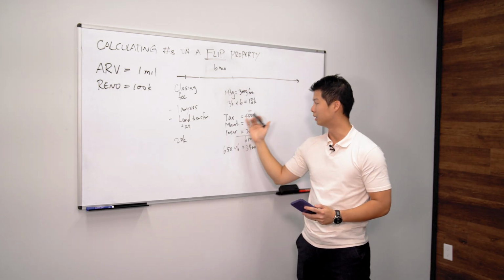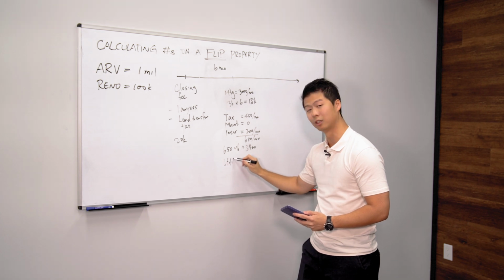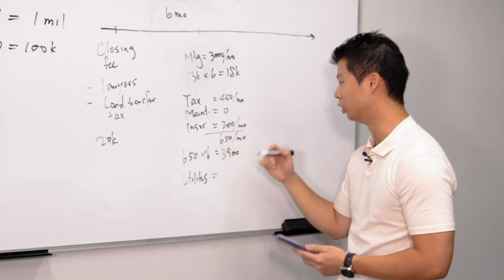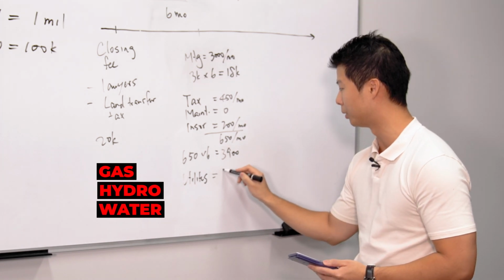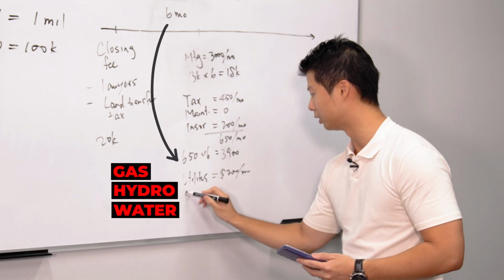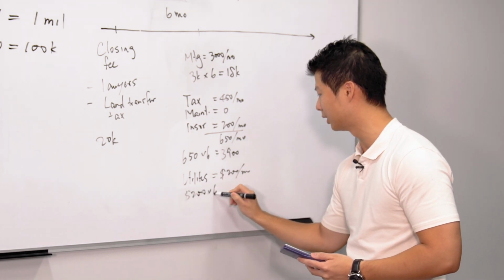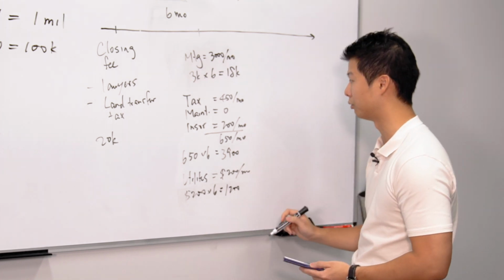After mortgage and TMI, you still have the utilities that you need to budget for. Utility is not free. For utilities, usually we include gas, hydro, water. Those are not free, and usually we budget about $200 for a vacant unit. And again, don't forget to times by 6, so 200 times 6 will give you $1,200 extra expense that you need to budget for.